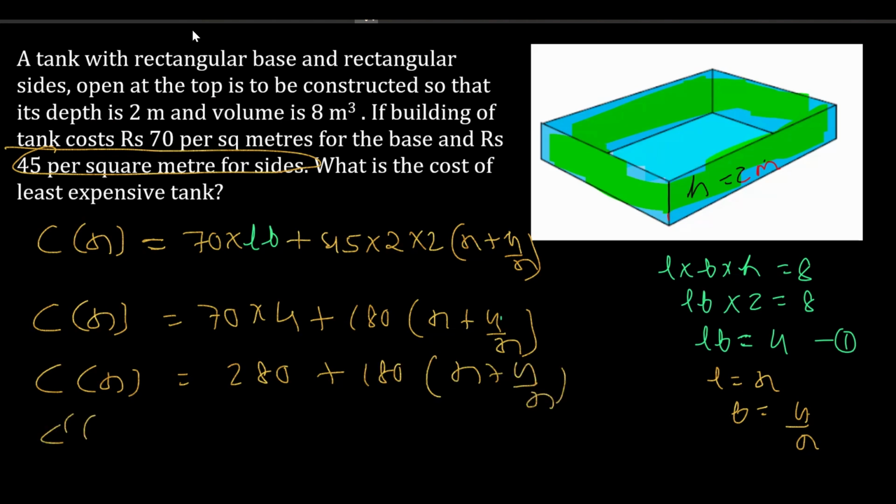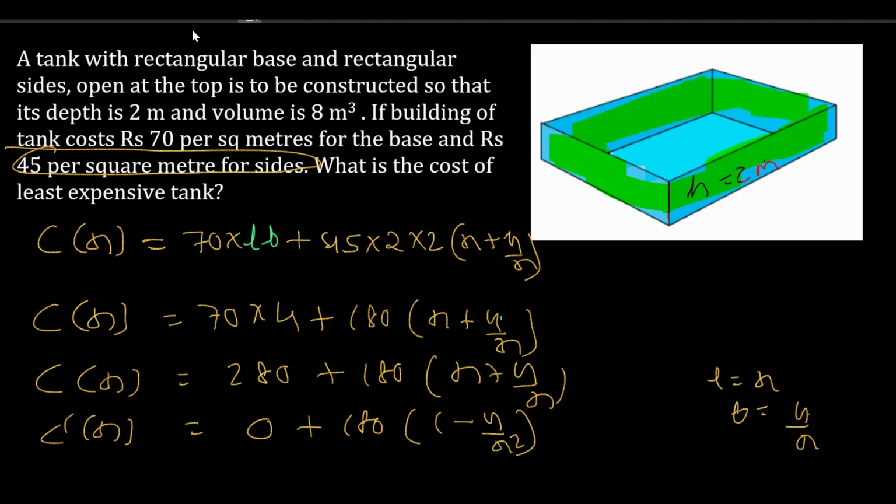Next, we are going to find its differentiation. That will be 0 plus 180 times the derivative. Differentiation of x is 1, and differentiation of 1 over x is minus 1 over x square. One more time, differentiation of 1 over x is minus 1 over x square. So I'll write differentiation of x as 1, and this is minus 4 over x square. This is how we find its differentiation. We won't need these things, so let me erase them.